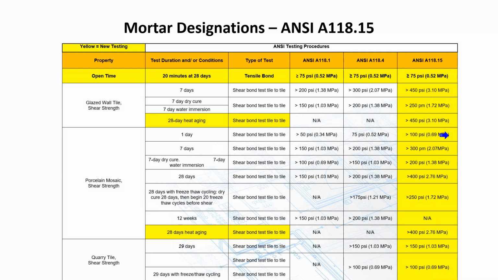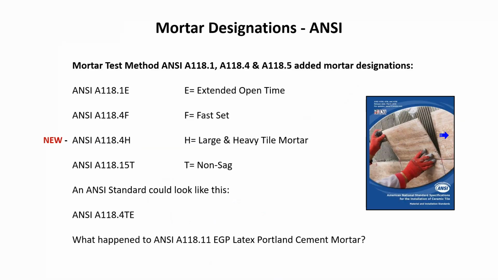I can't move my slides if I have the arrow out. All right, one other thing that we did in 2012, we added mortar designations. So I mentioned it earlier with the large and heavy tile mortar, which was added last year, but we added in 2012 an E for extended open time, an F for fast setting, and T for non-sag, similar to the ISO ones. And just recently added an H for large and heavy tile mortar. So again, if you see a mortar that has 118.4 F, you know that it's a fast setting mortar.